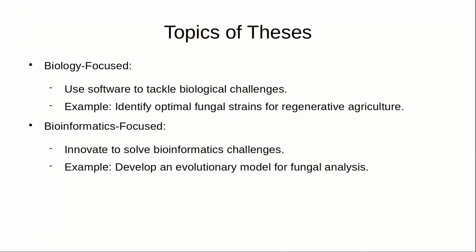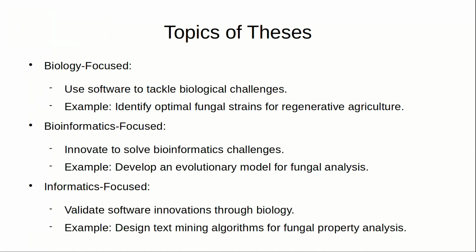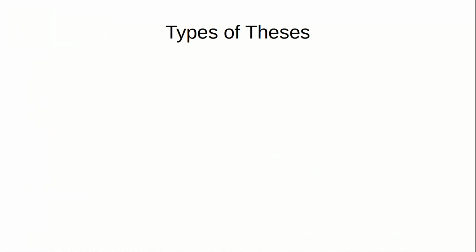And then there's the informatics angle, where you're basically using biological problems to refine and validate new software or algorithms. So more of a computer science focus. In a way, yeah, you might be designing, say, text mining approaches to discover hidden properties of fungi. See how it all ties together. It's like all these different fields are converging, right? So many possibilities. Now, the guide also talks about different types of master's theses, right?